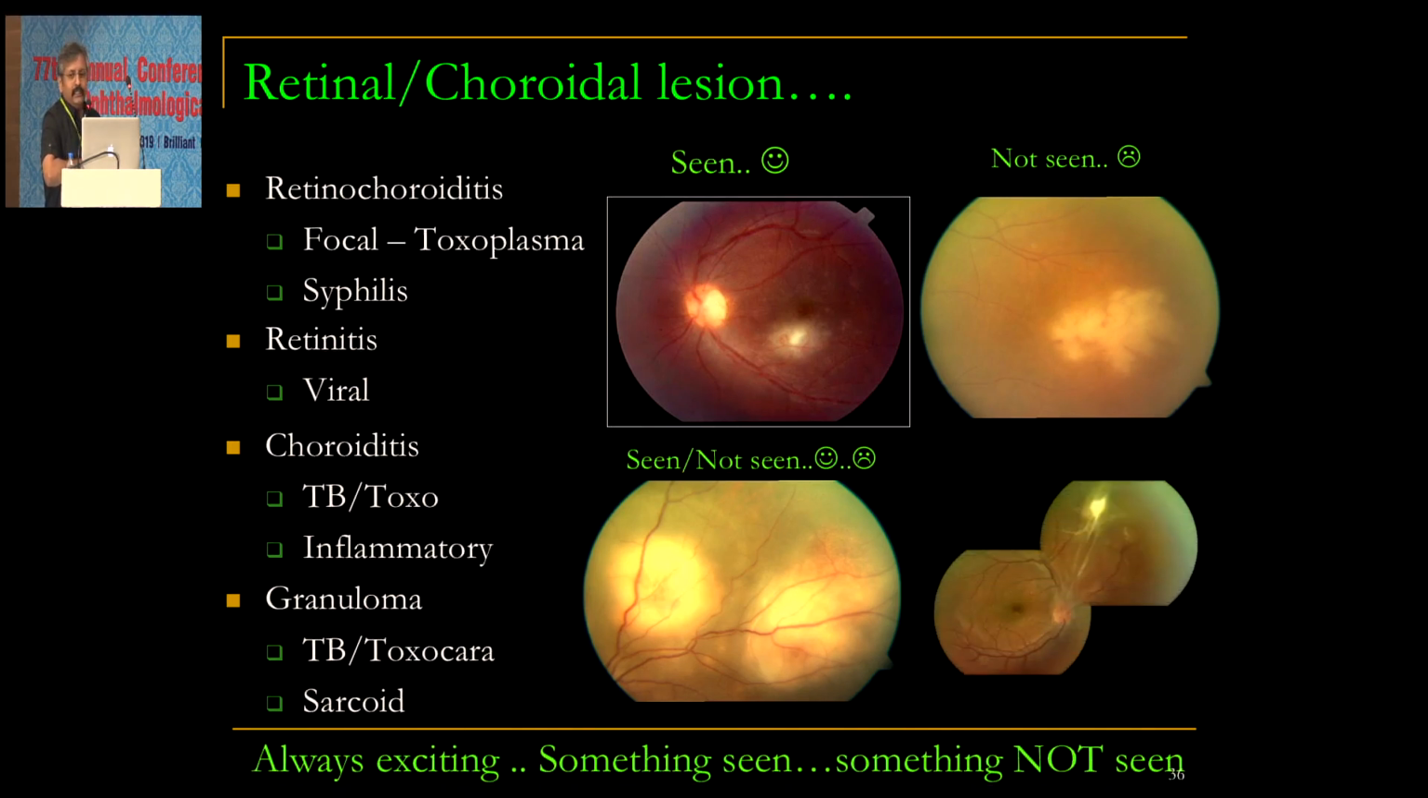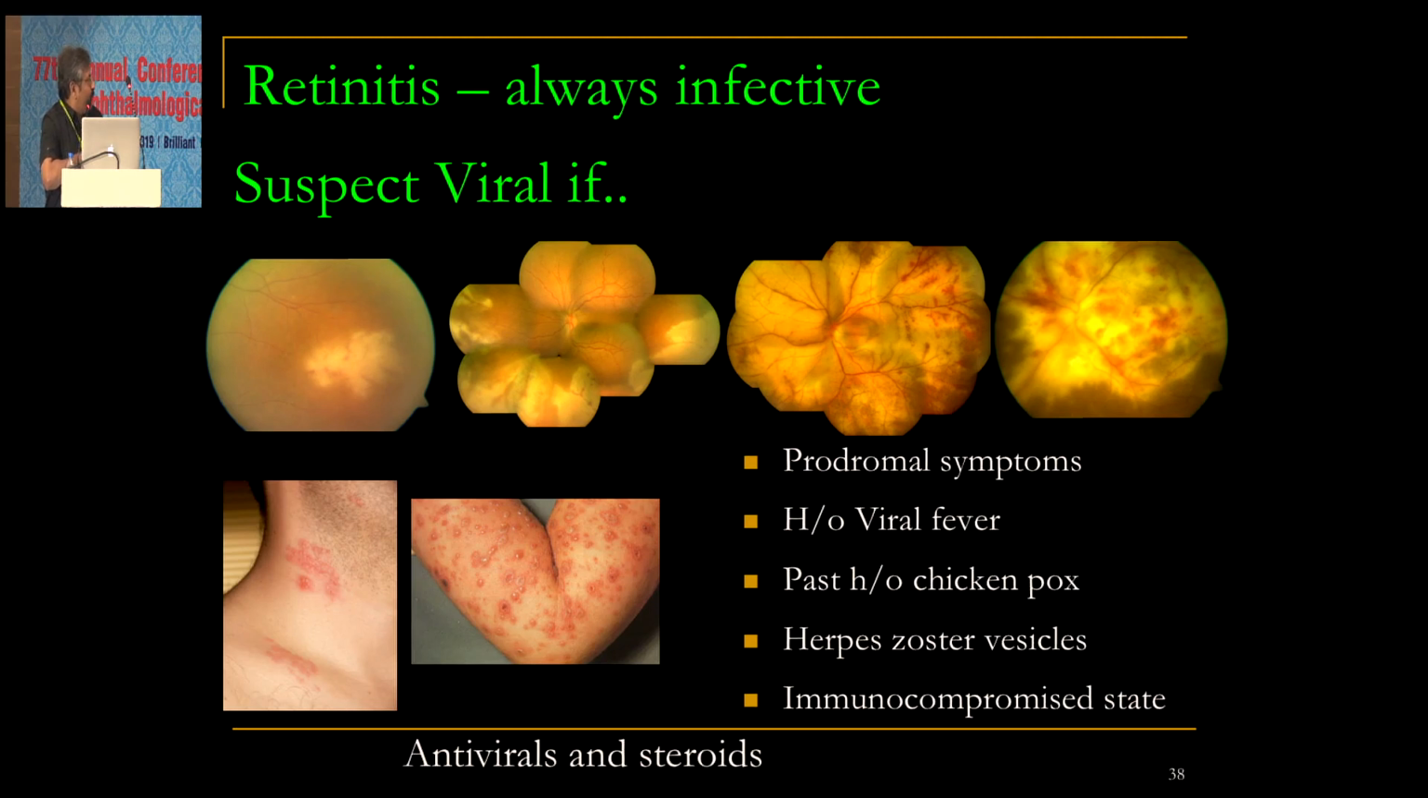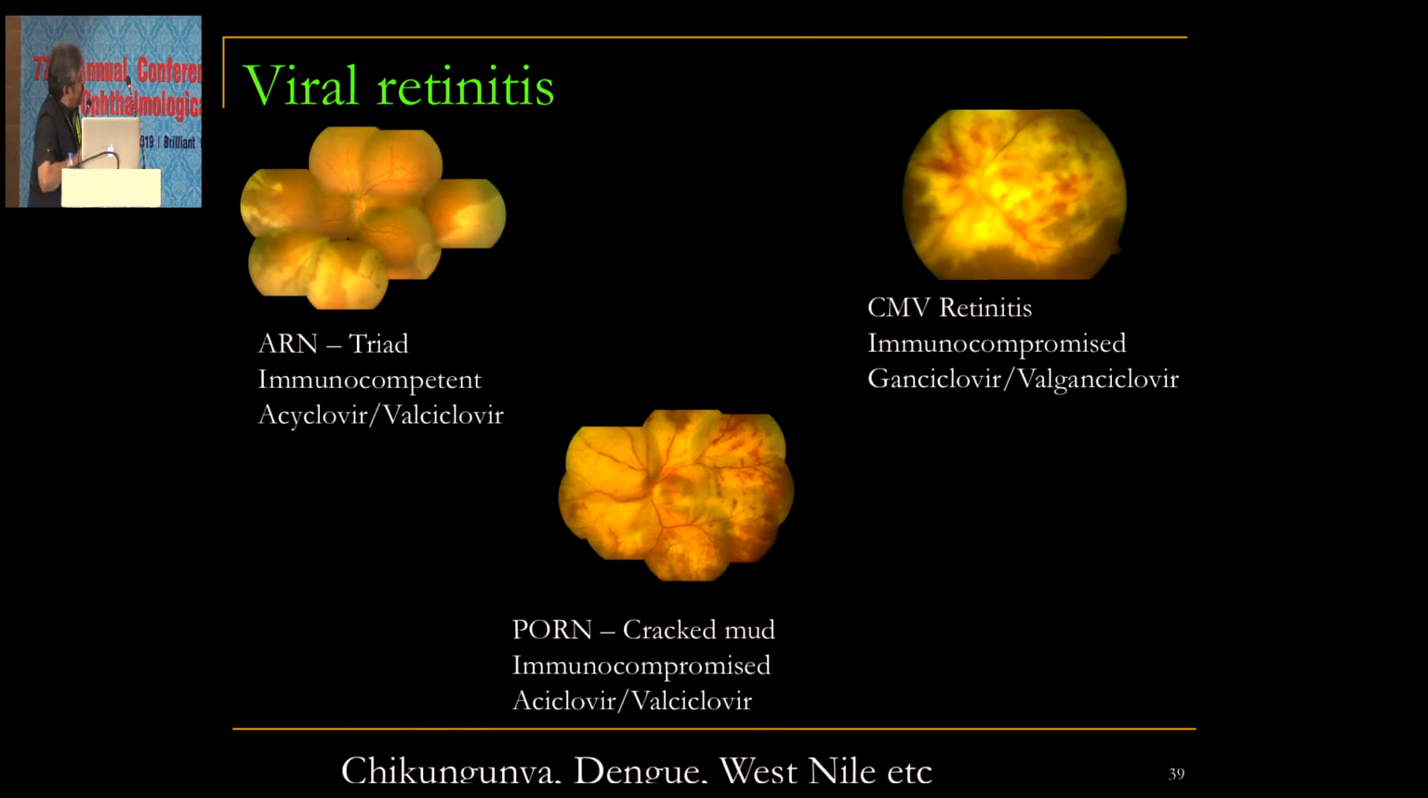So if you know this, then major infective conditions are over. If you have retinitis, suspect viral, when you have prodromal symptoms or a history of viral fever. This is the coalesced lesion in the periphery, and you treat with antivirals and steroids. This is the typical ARN, peripheral coalesced necrotizing retinitis. You need to know the triad, moderate to severe vitritis.